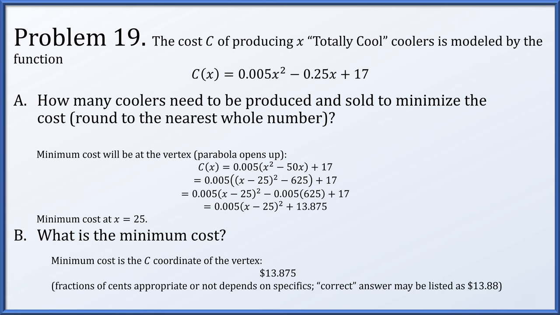Now, fractions of cents may or may not be appropriate depending on your instructor. So the correct answer might be listed as rounding this up to $13.88, but businesses definitely keep track of fractions of cents when they're doing things like figuring out what each unit costs when they're making many, many thousands of units. So whatever, it's going to vary from instructor to instructor what their sort of correct answer is taken to be.